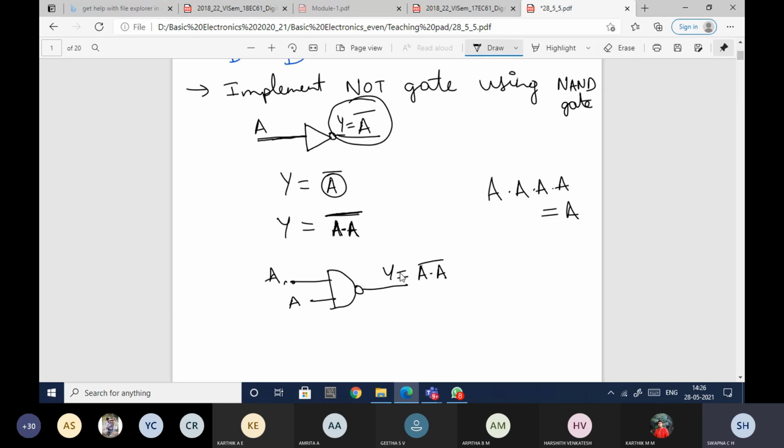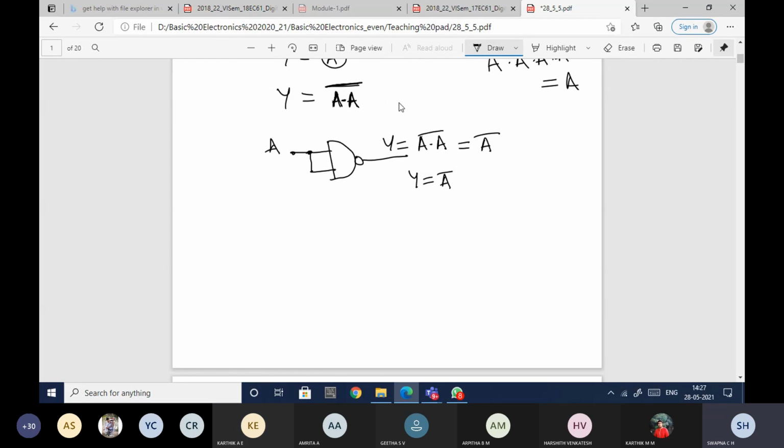So output Y is equal to A dot A whole bar. A dot A is nothing but A, so Y is A bar. Now whatever input you give to A, it will work as your NOT gate. Finally I have got my output equation as A bar, right? Hope you are understanding. Instead of giving A separately, I'll just connect it here like this and make it one variable only. Anybody have doubts here? Okay, so I am able to implement NOT gate using NAND.